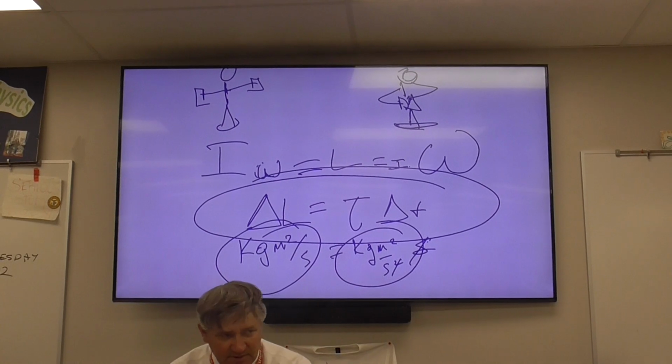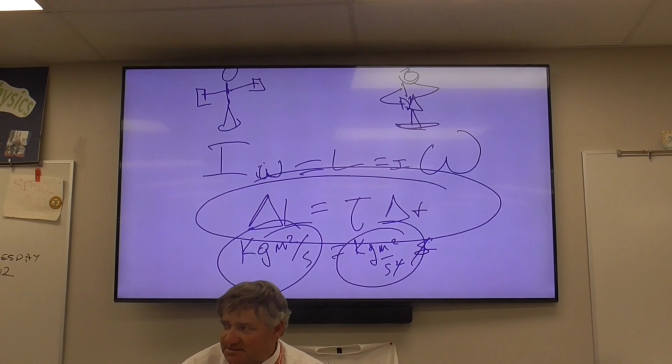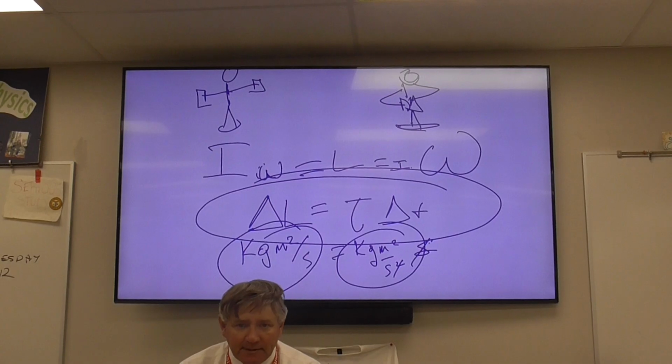Now, when you get to 17, keep in mind this little doodad right there, change in angular momentum equals torque times time. Okay? That's the easiest way to do that. Okay, I'm done.